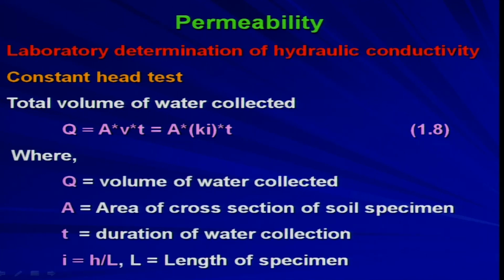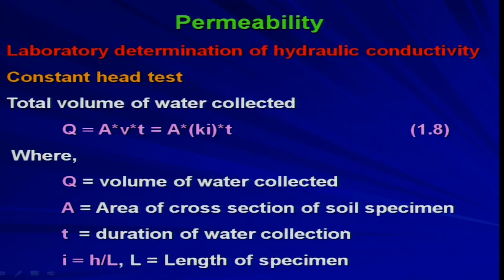Where Q is the volume of water collected, A is the area of cross section of the soil specimen, small t is the duration of water collection, and i is the hydraulic gradient, which is the head loss divided by the length through which the flow is occurring. Head loss is h, because that is the head difference between the entry level and the exit level. So h by L gives you the hydraulic gradient i, where L is the length of the specimen.